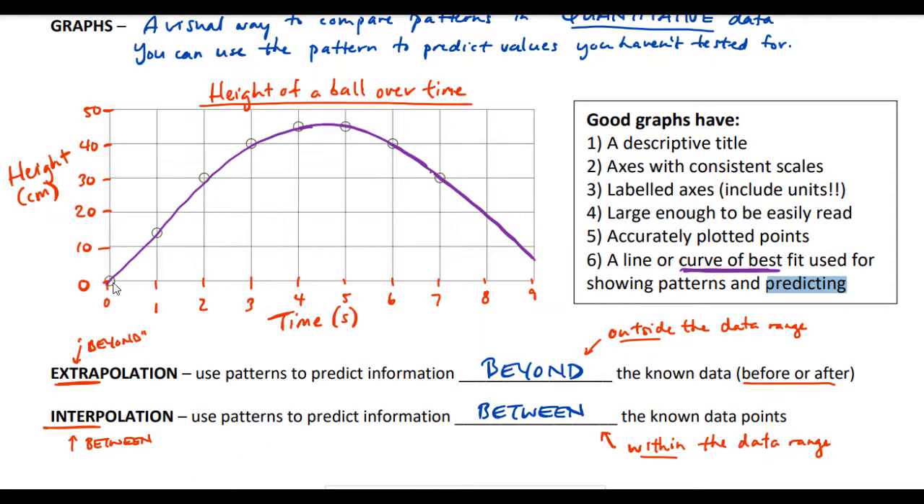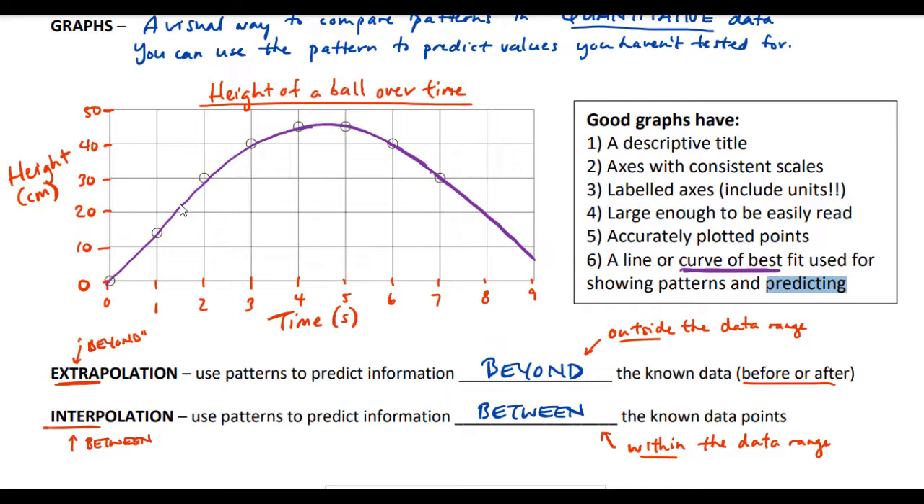You can see I've got where the circles are. These are my actual data points. So I know for sure that at 4 seconds in, the ball was at 45 centimeters high. And I know for sure that 7 seconds in, it was at 30 centimeters high. But I don't know for sure where it was here at 1.5 seconds. I don't have the actual data point for it. I never tested it. I didn't look at it at 1.5 seconds.